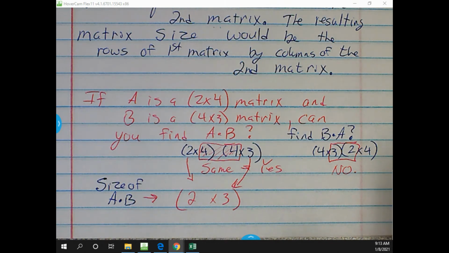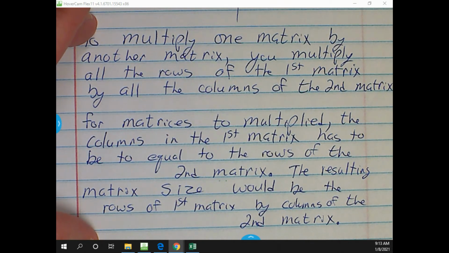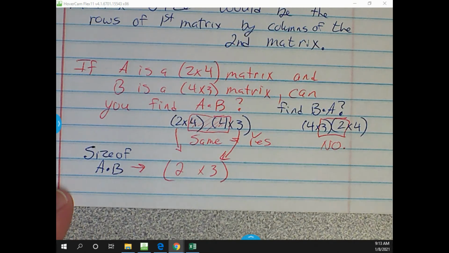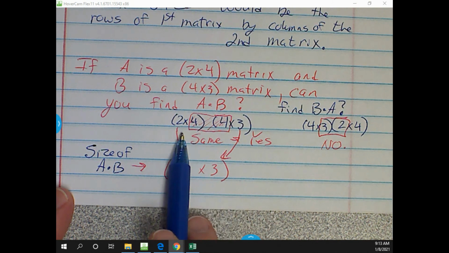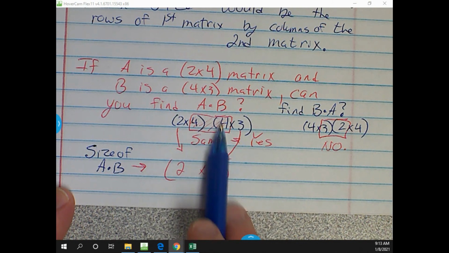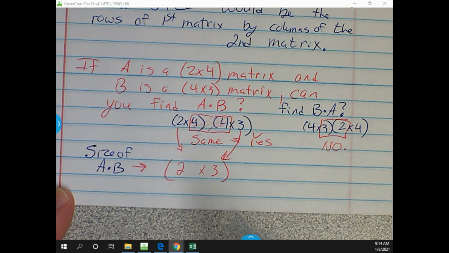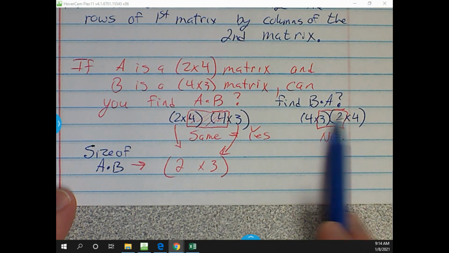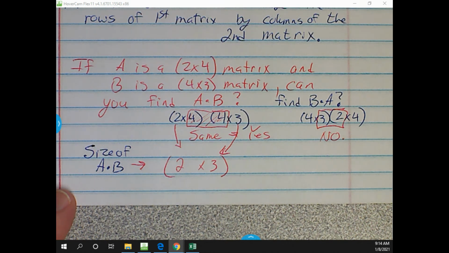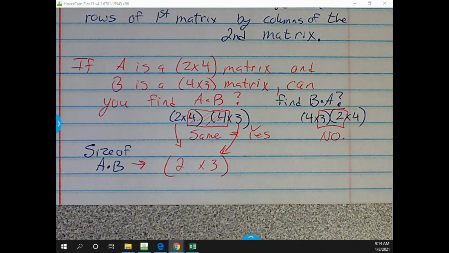Okay, so again, a lot of wording here to get through this one, but when you see it, it's really easy. I take this size, I take this size. If the middle two numbers are the same, I can multiply it, and this is the size of the matrix I'm going to have at the end. If the numbers in the middle aren't the same, then no, you can't multiply them together. Okay, so that's your checker. Before you actually start multiplying out, that's the one thing you've got to check.